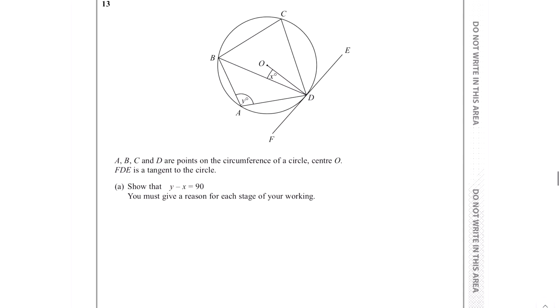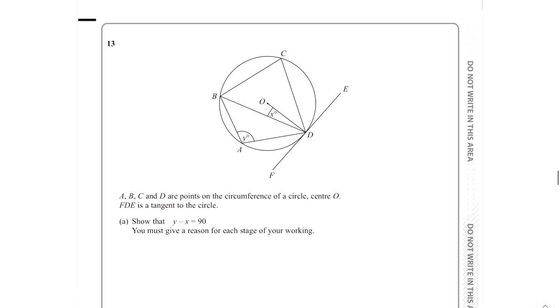Moving on to the next one, 13, we have A, B, C and D are points on the circumference of a circle with center O. So we've got FDE is a tangent to the circle. Show that y minus x is equal to 90 degrees. You must give a reason for each stage of your working. So remember, a tangent meets a circle at 90 degrees.